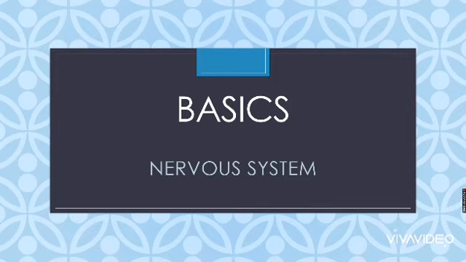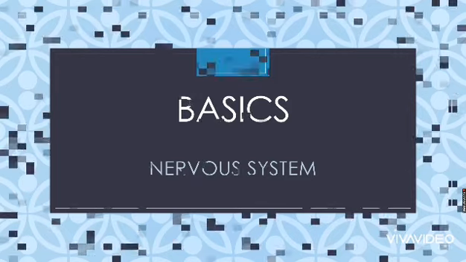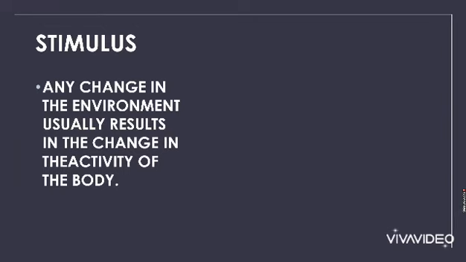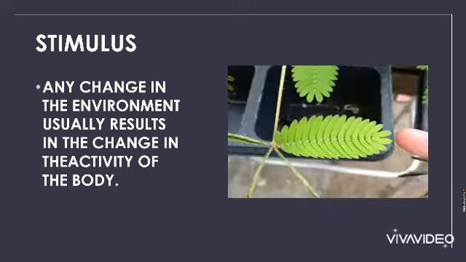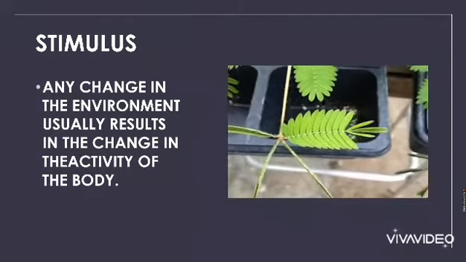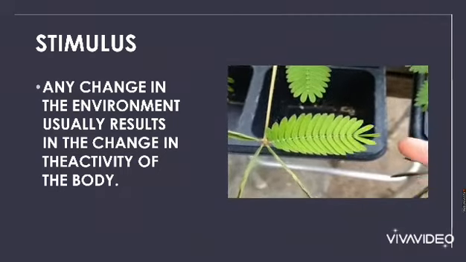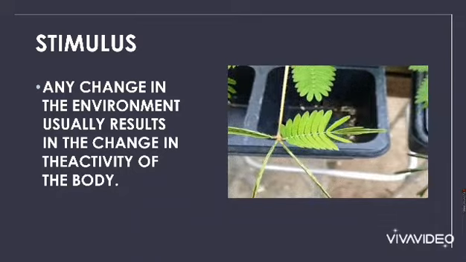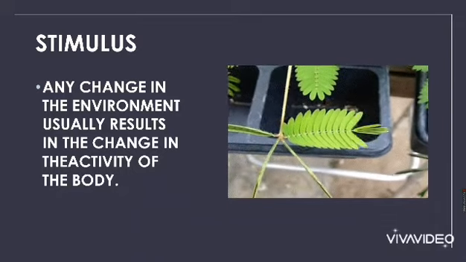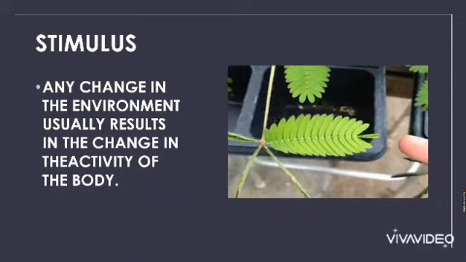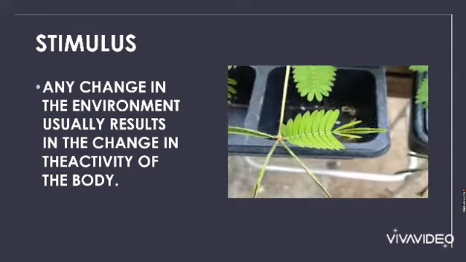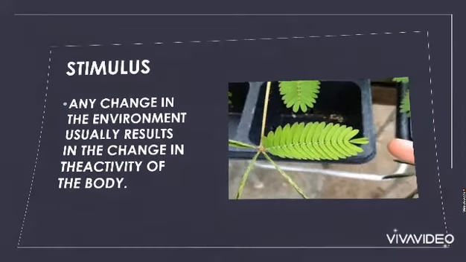Today we will learn about the basics of the nervous system. So let's go. The first basic is the stimulus. A stimulus is any change in the environment which usually results in a change in the activity of the body. Here you can see a picture of a touch-me-not plant, and when a person touches it, the plant closes itself. So the stimulus is a change in the environment which results in a change in the activity of the body.